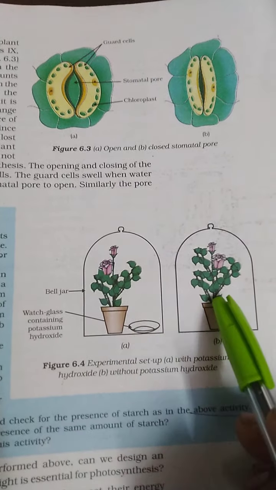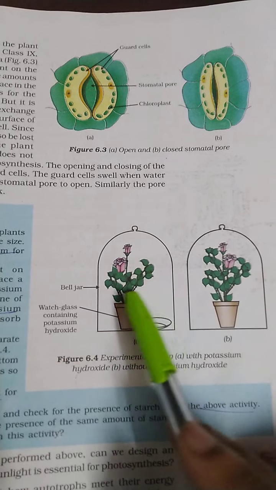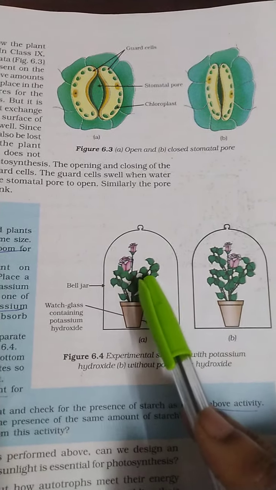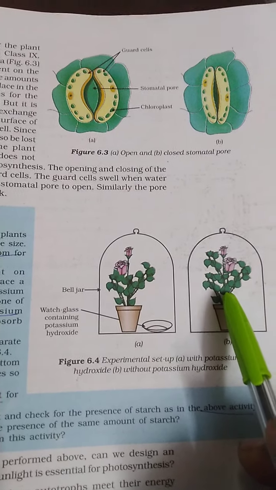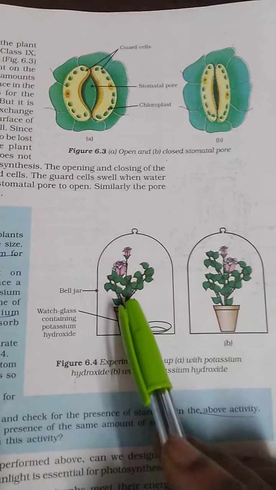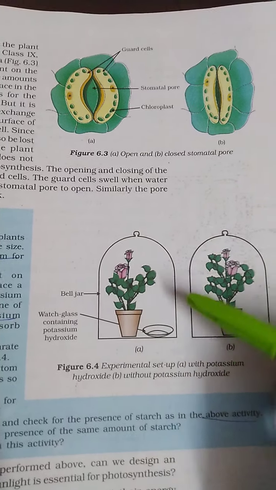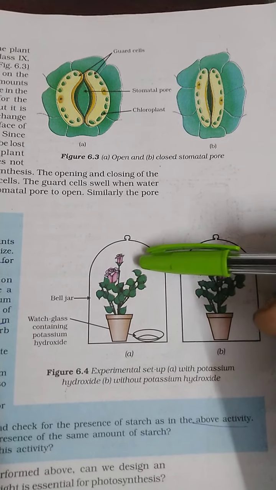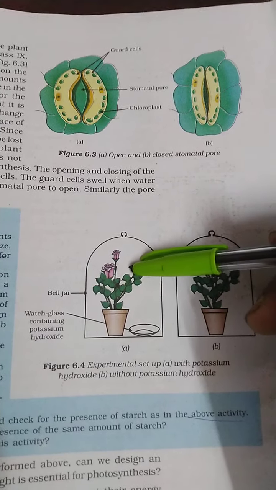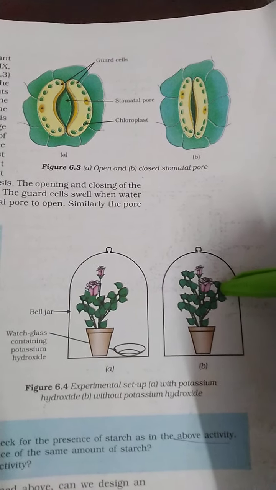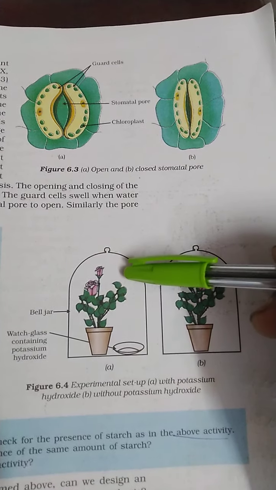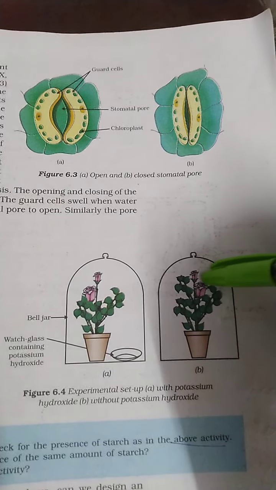When we keep the leaves in the alcohol, all the chlorophyll is removed and the leaves become transparent white. Now both the leaves, one by one, we dip in the iodine solution to see whether the leaf of pot A or the leaf of pot B contains carbohydrate. That means it has done photosynthesis.